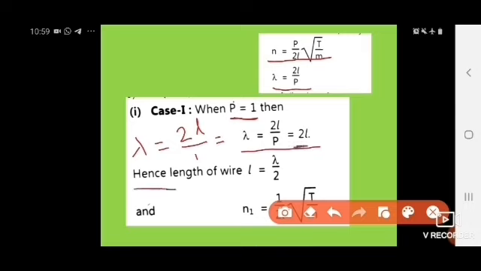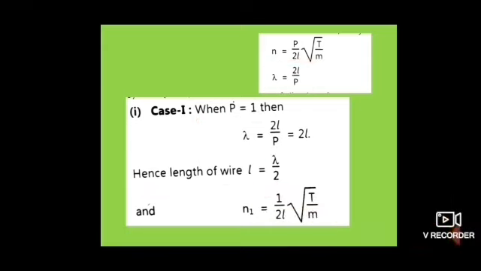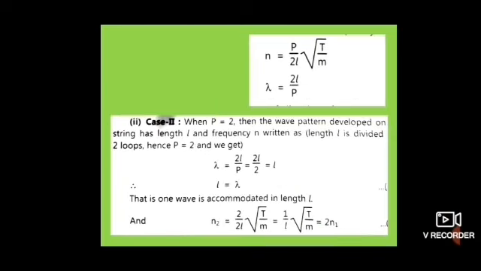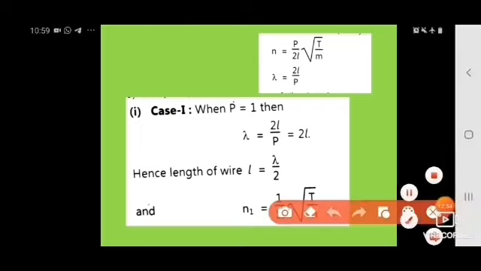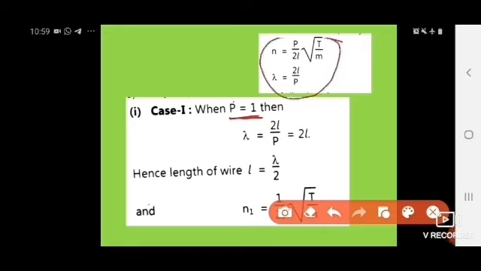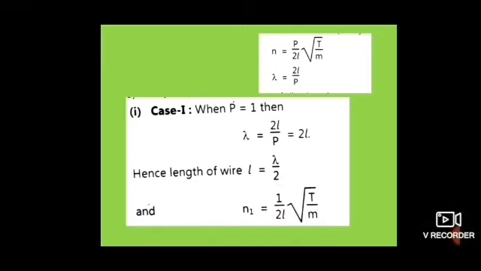So the length of the wire is L = λ/2, and therefore n1 finally is 1/2L × √(T/m), when p is equal to 1. When we put this value in this equation, we get L = λ/2 and n1 = 1/2L × √(T/m).